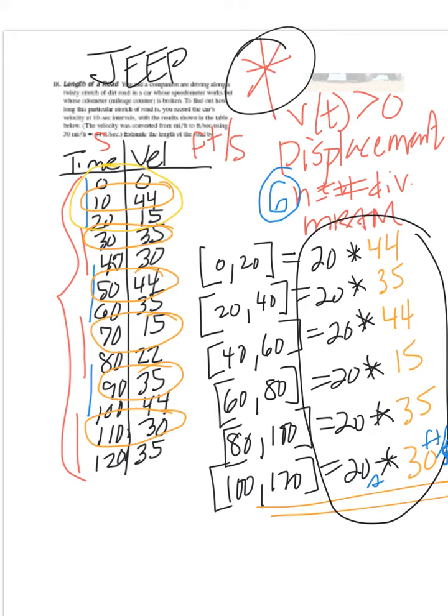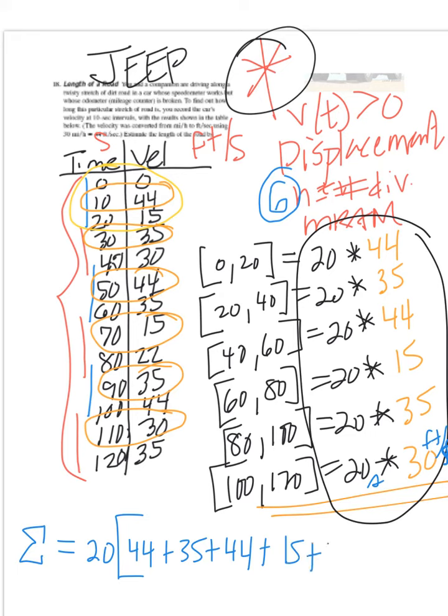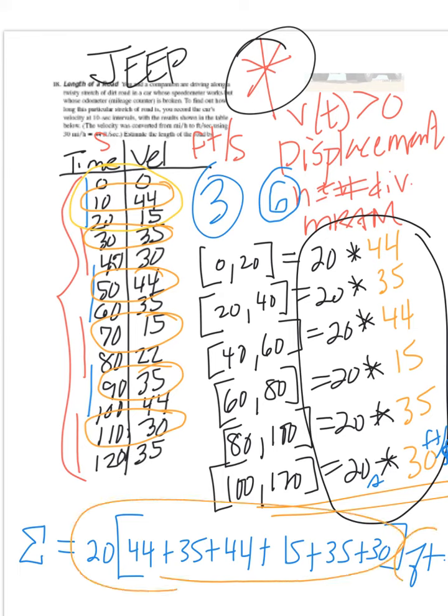So to do this, and again, on the AP exam, you may or may not have a calculator, so I'm just going to condense all this. So my summation is going to equal 20. All of these rectangles have a span of 20, and I'm taking 44 plus 35 plus 44 plus 15 plus 35 plus 30, and that would be in feet. So usually this is a 3-point problem, and so I've communicated what each of the rectangle's dimensions are. I've shown what the total sum is down here, and I've included a unit.